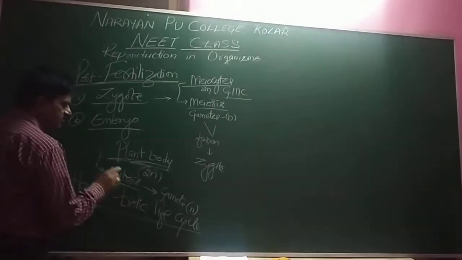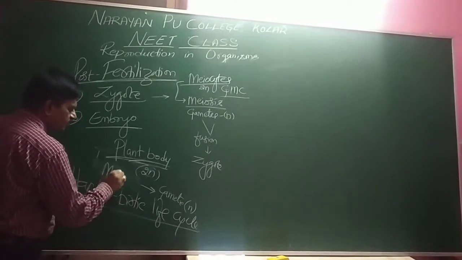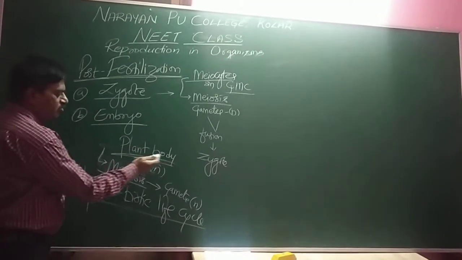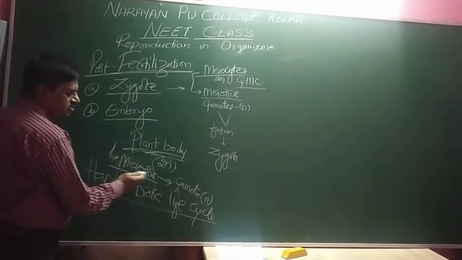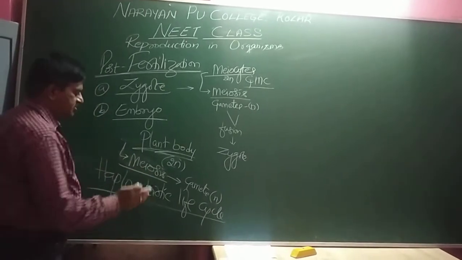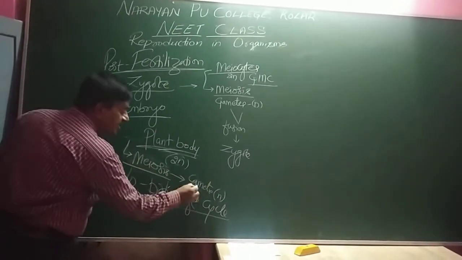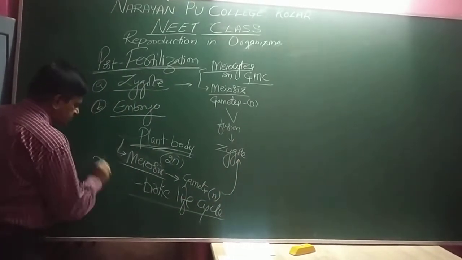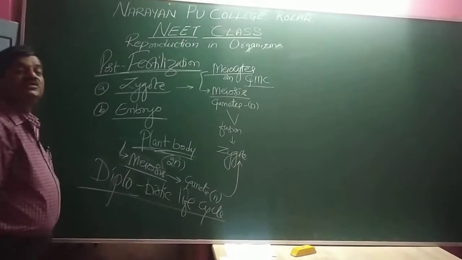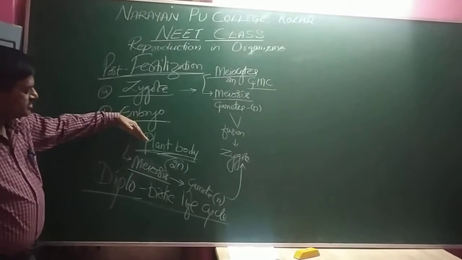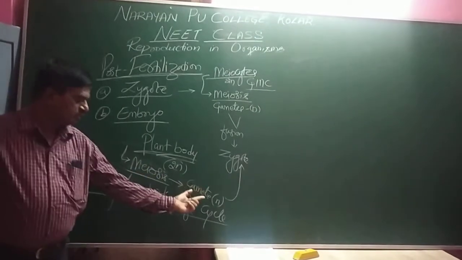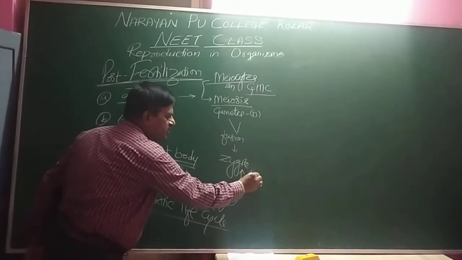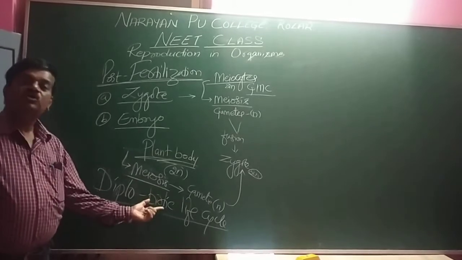as they are diploid, they produce haploid gametes by meiosis. These gametes again fuse to form a zygote, hence it is called the diplobiontic life cycle. I repeat, the plant body is diploid, undergoes meiosis to produce haploid gametes. Haploid gametes fuse to form a zygote. The zygote is again diploid, hence it is called the diplobiontic life cycle.